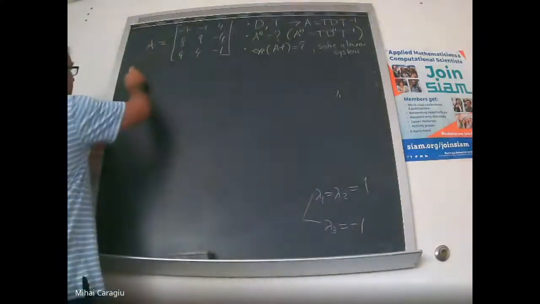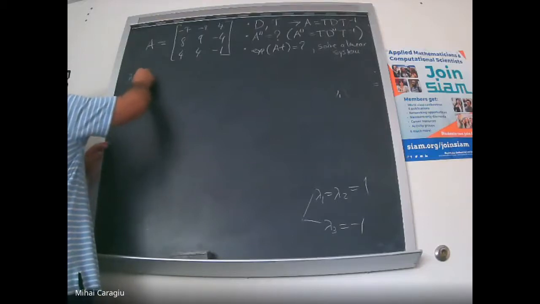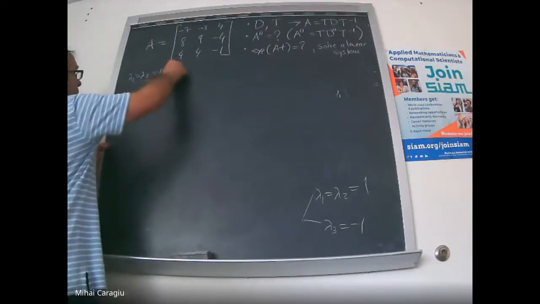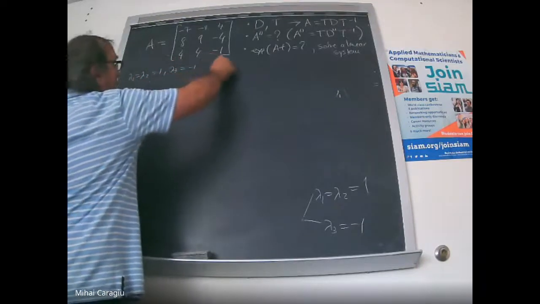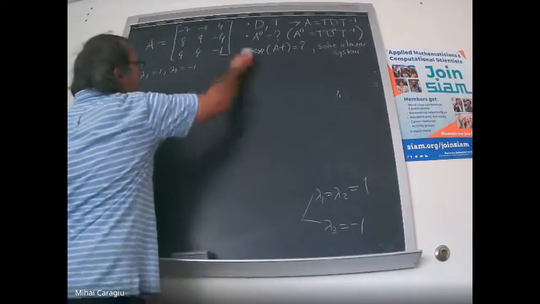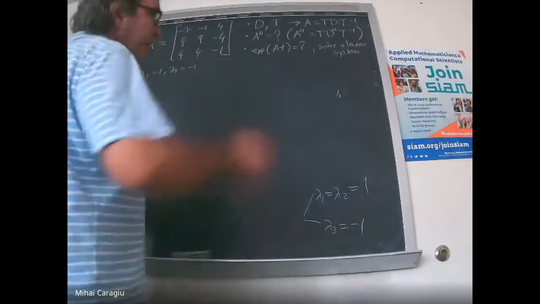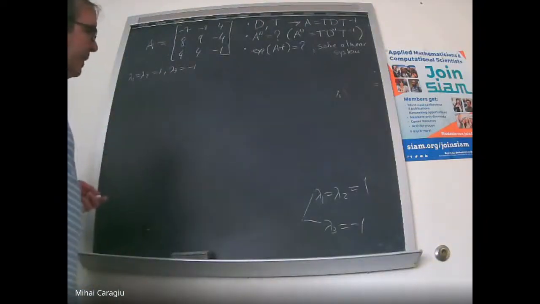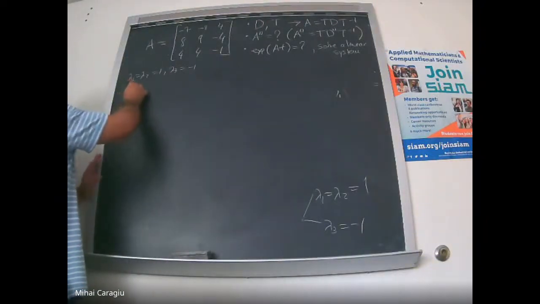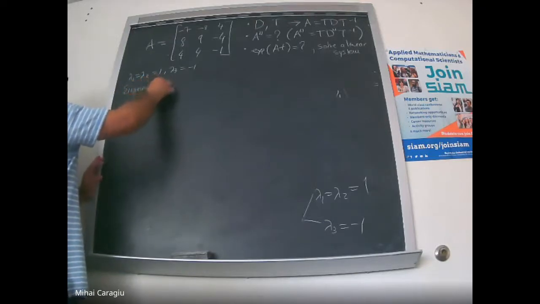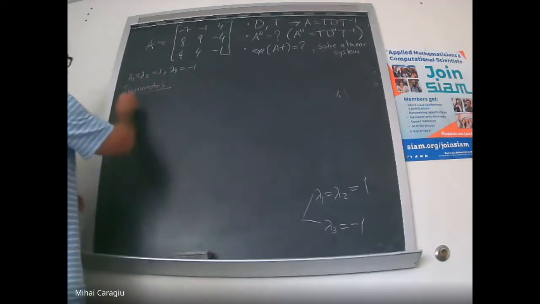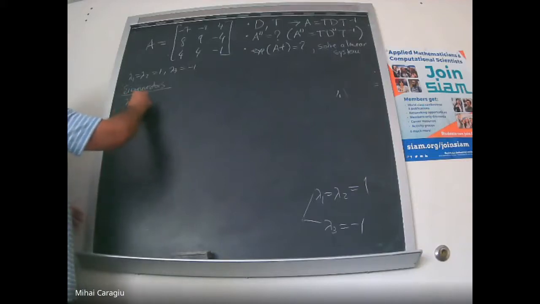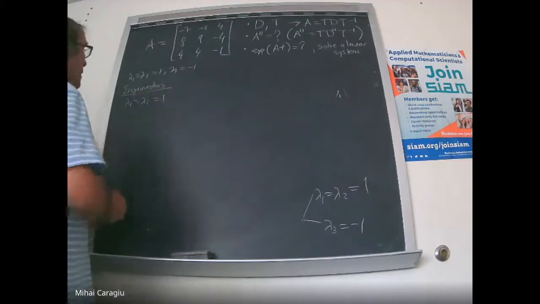So what we got first? Lambda 1 equals to lambda 2 equals to 1, and lambda 3 equals to -1. Therefore, D equals to the diagonal. Okay, if it is diagonalizable, it will be 1, 1, -1, but we don't know yet. So let's try to find eigenvectors for lambda 1 equals to lambda 2 equals to 1.